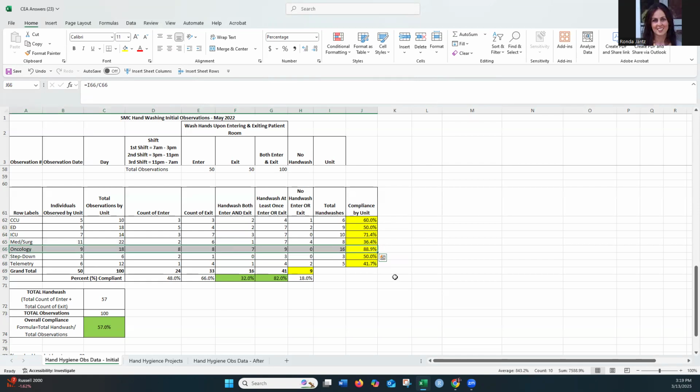You can see here, Med-Surg is going to have the lowest compliance, and oncology is going to have the highest compliance. There is a question that asks whether there was no hand wash, enter, or exit, and it'll ask for the number of people or a percentage. So make sure when you're asked the question, you know whether you're being asked for the number of people or the percentage. Read those questions carefully.